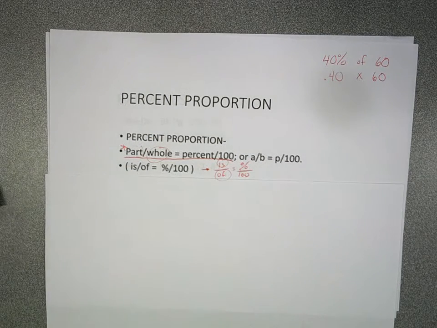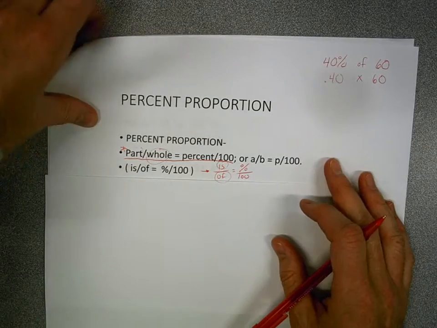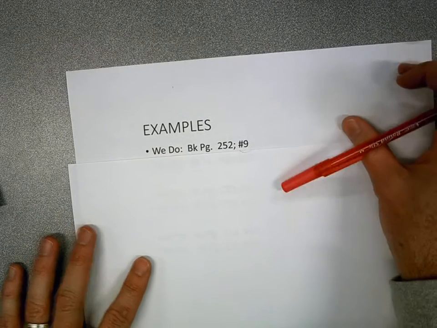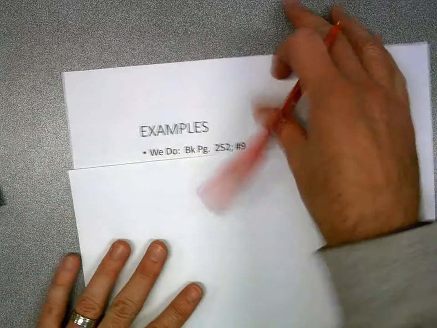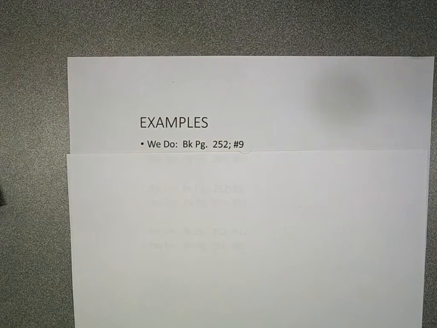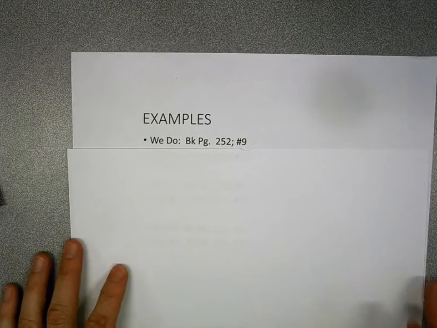So here's what I would like you guys to do. Grab your book, grab a piece of paper, and let's flip over to book page 252. Once you get your paper, get your name up at the top. Put your assignment number, book page, and problems you'll need to do. Whenever you're ready, eyes up here and we'll get things moving.